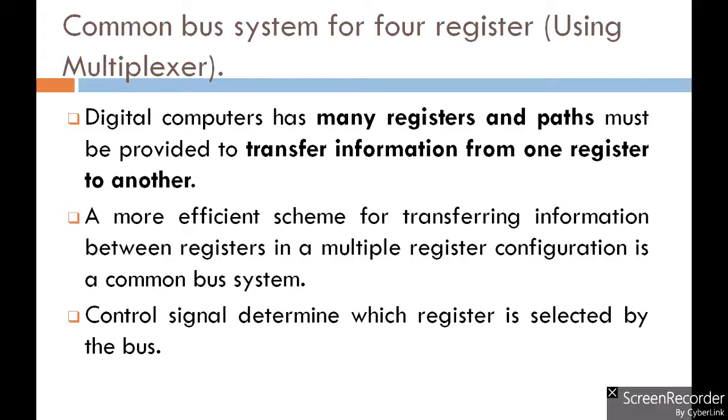And as I discussed, to make possible the communication between these registers, it is an efficient way to make a common bus system so that they can communicate effectively. The control signals are used to determine which register is selected by the bus to transfer data on the bus. For that we will have control signals. As there are more than one register, in our case there are 4 registers, so we will have 2 control bits, 2 control signals, S0 and S1, to choose among those 4 registers.